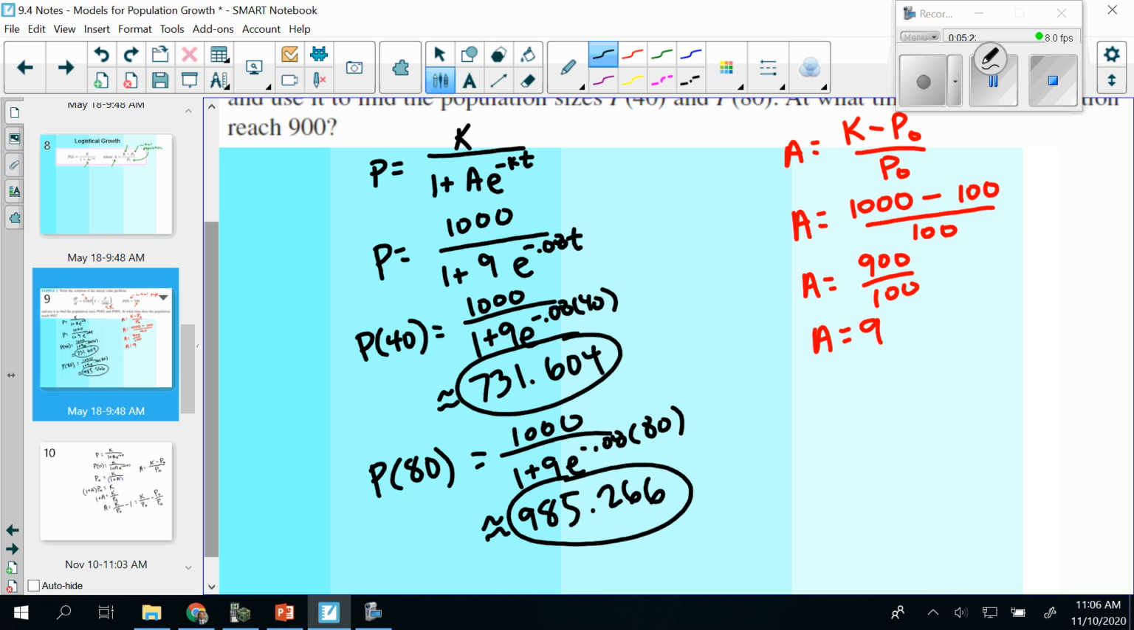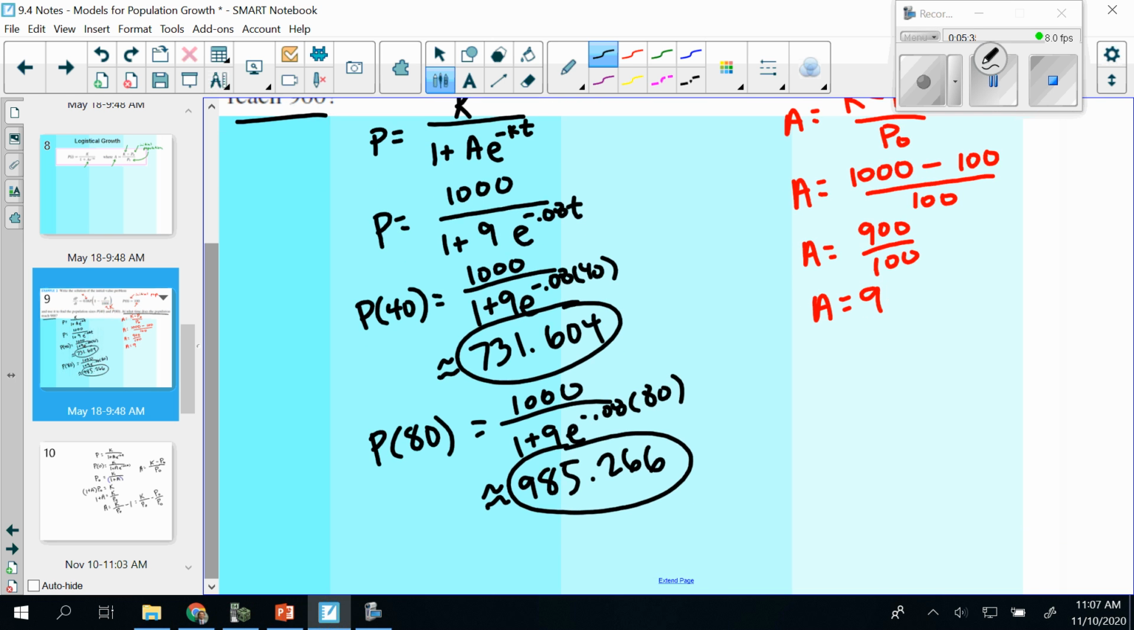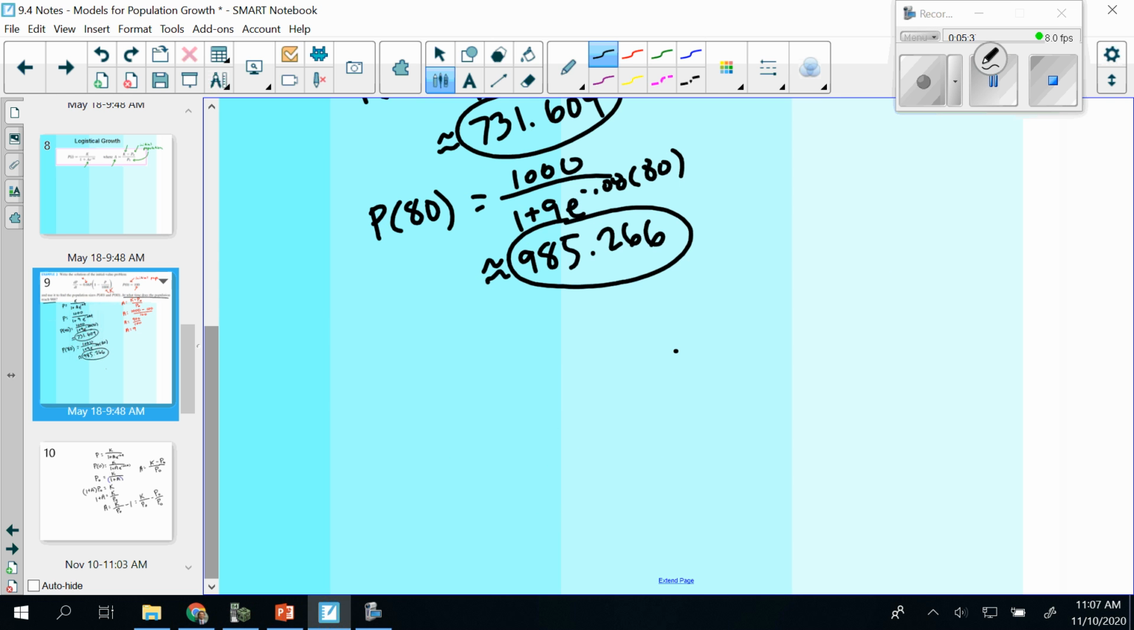All right, the final thing they wanted us to find in this problem is at what time does the population reach 900? Well, we're still going to use the same equation that we came up with. So we're still going to start with this 1,000 over 1 plus 9e to the negative 0.08t. None of that has changed.